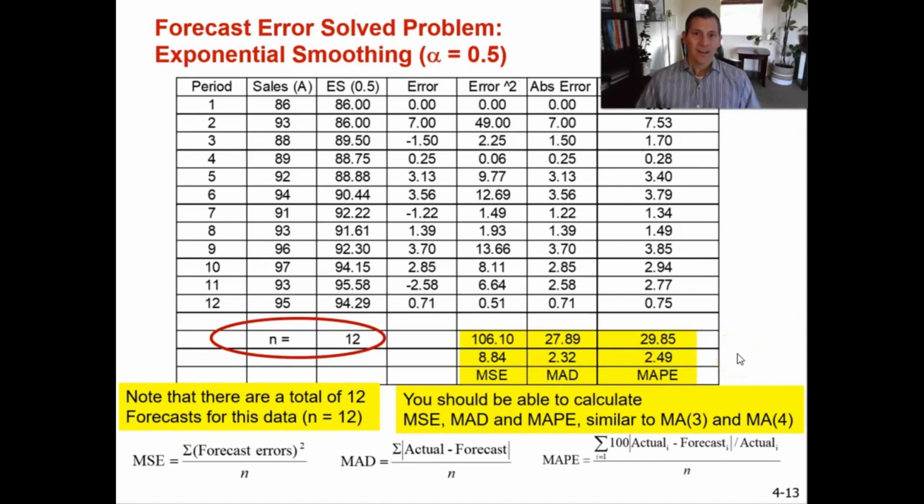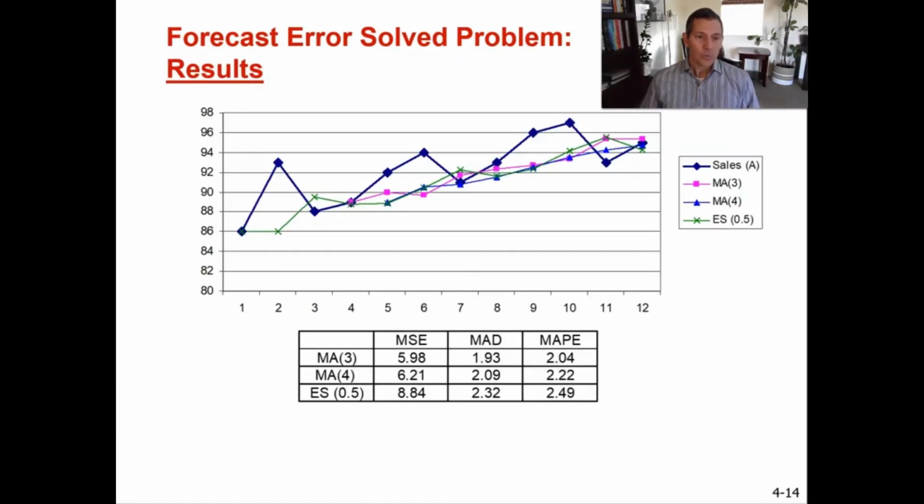Okay, whew, we're done. We've now calculated our mean squared error, mean absolute deviation, and mean absolute percentage error for 3 different forecasting methods: the 3-month moving average, the 4-month moving average, and exponential smoothing with an alpha of 0.5. Which one is the best? When we plot them out, which you don't actually have to do, it doesn't actually tell us. It's hard to tell if you put them in a chart like I've done here for you.